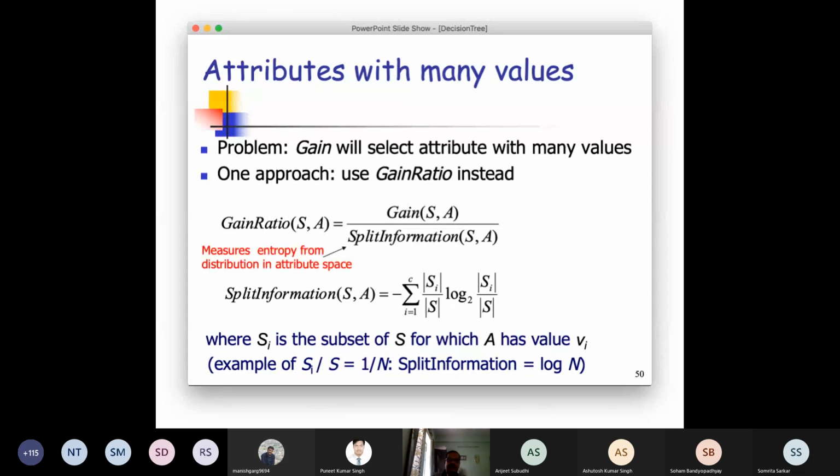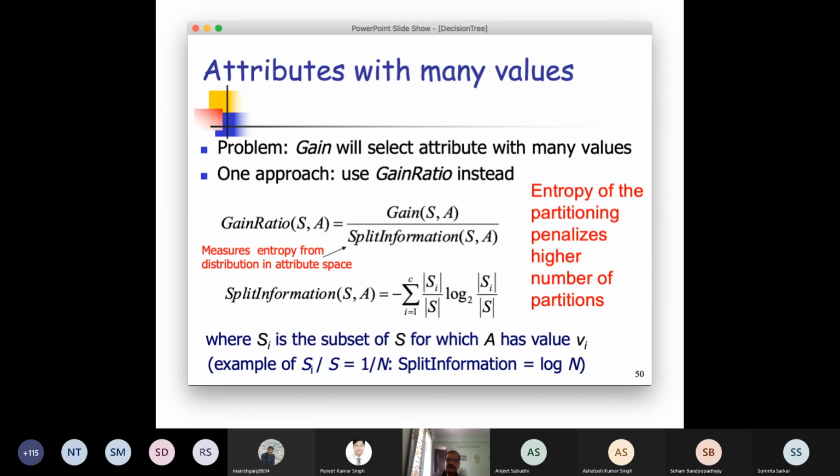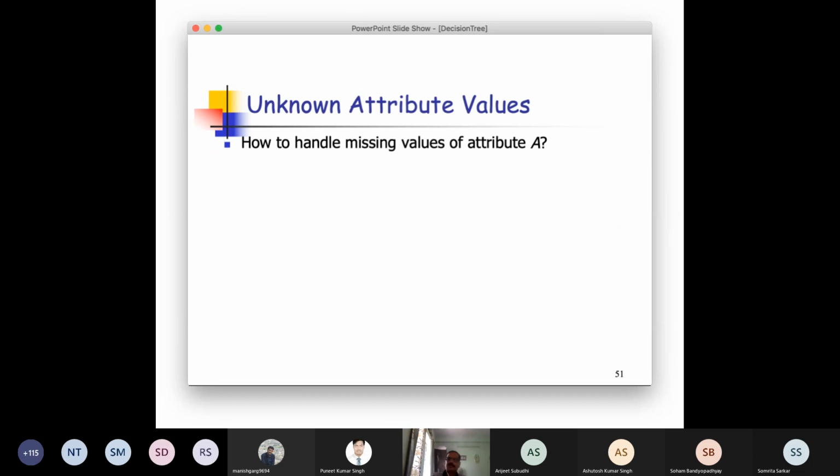So this is what measures the entropy from the distribution in attribute space. That is the split information, that is the normalizing factor. So this is penalizing the high number of partitions. Now this is the second scenario, that means when you have many valued attributes, then you are doing that kind of normalization.